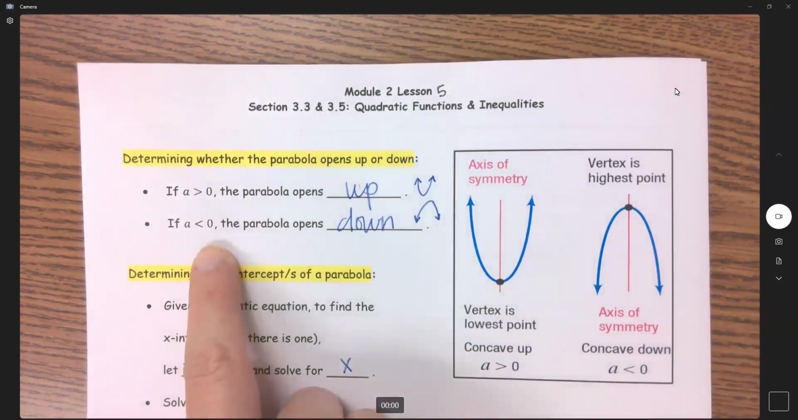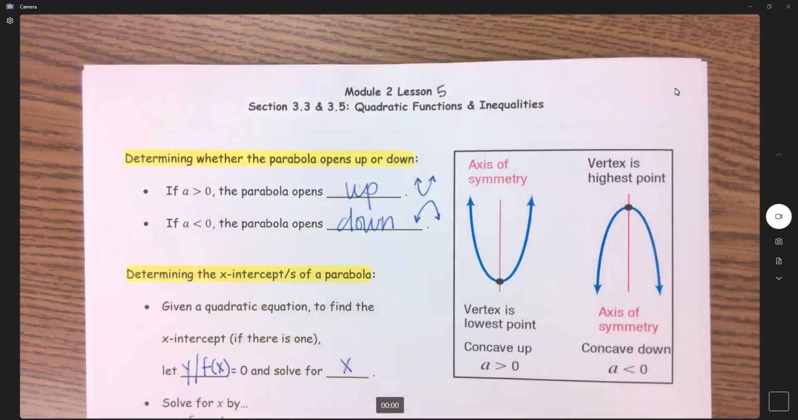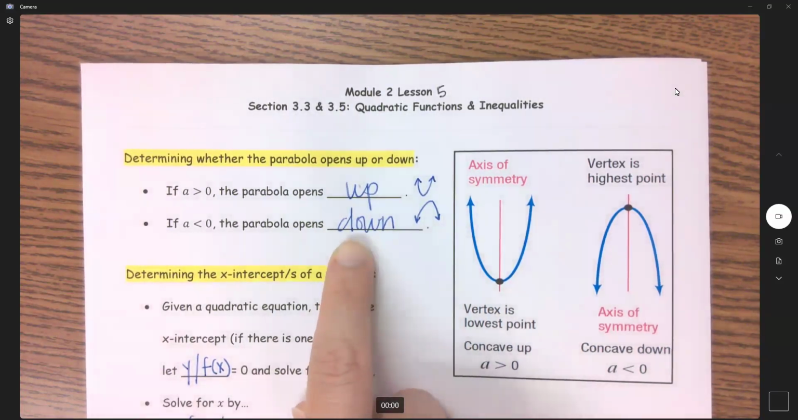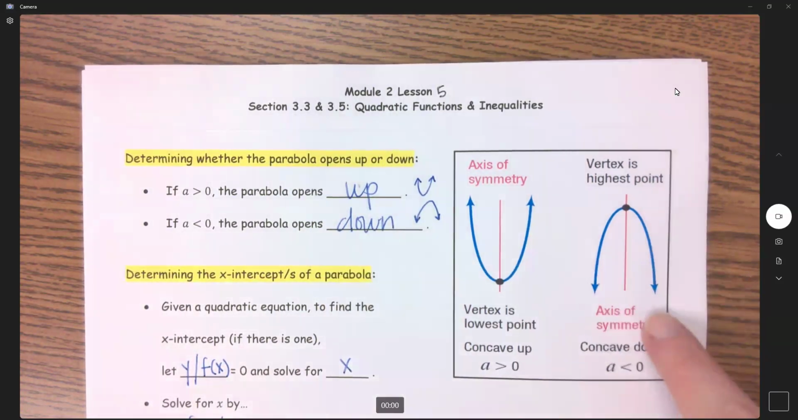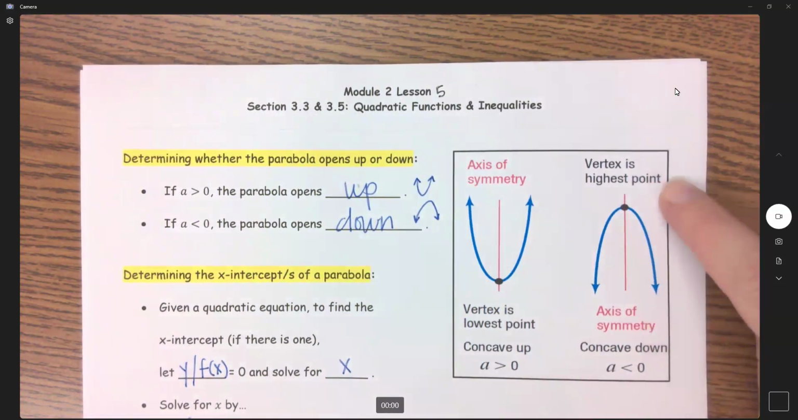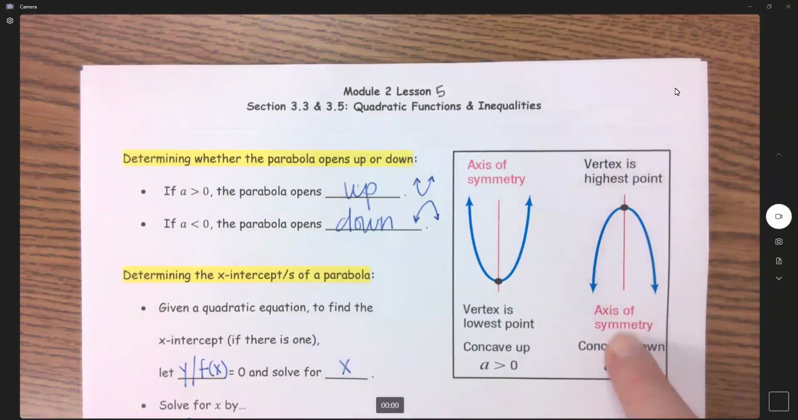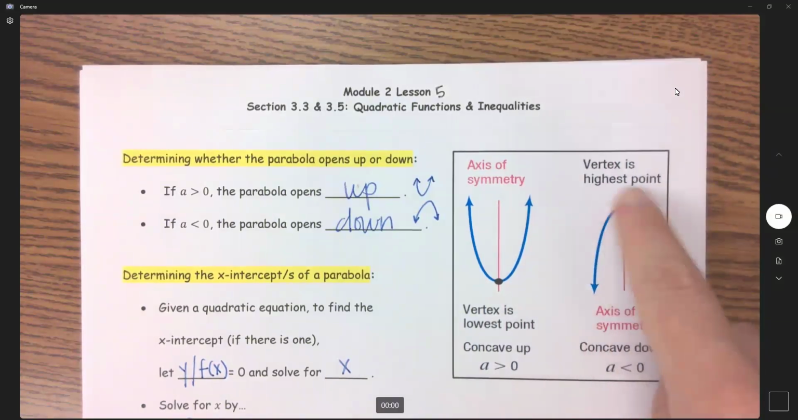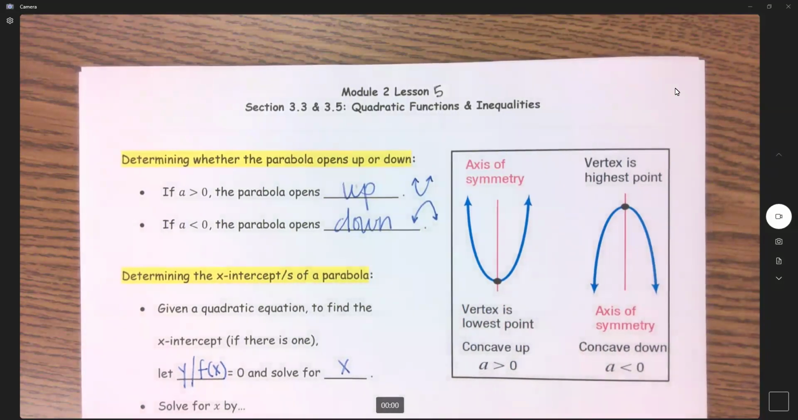If A is less than 0, or if A is negative, if you have a negative out front of your quadratic, it's going to open down. So here's a quadratic that is opening down. Now that vertex is going to be the highest point on that graph. We still have that axis of symmetry, which makes the left side mirror the right side.